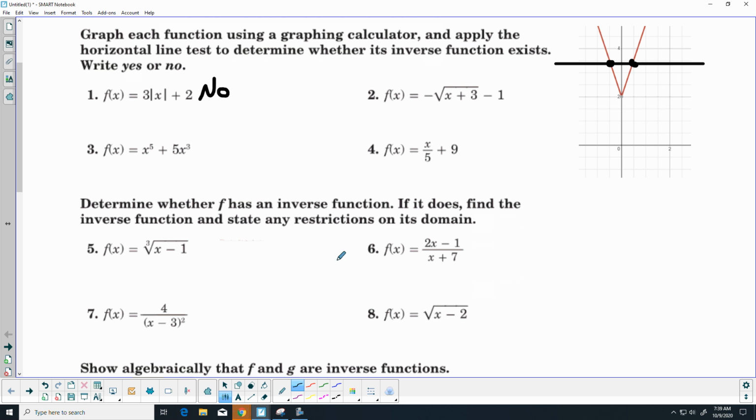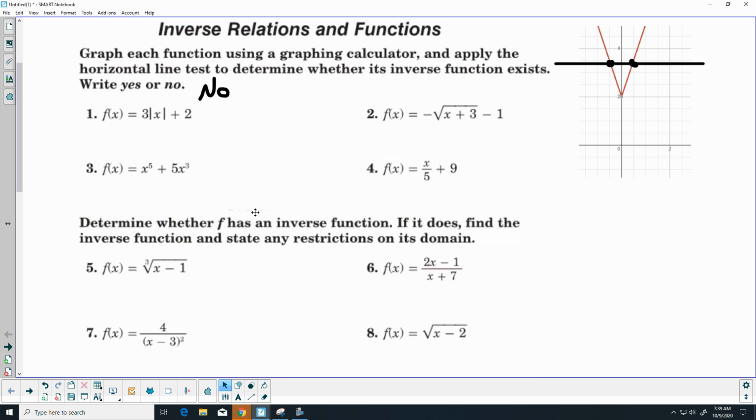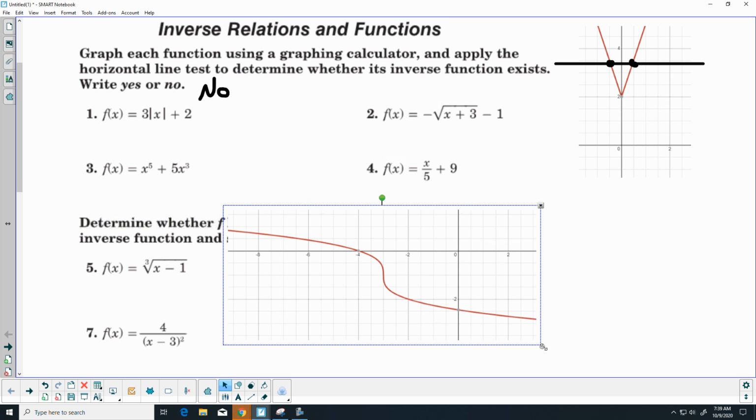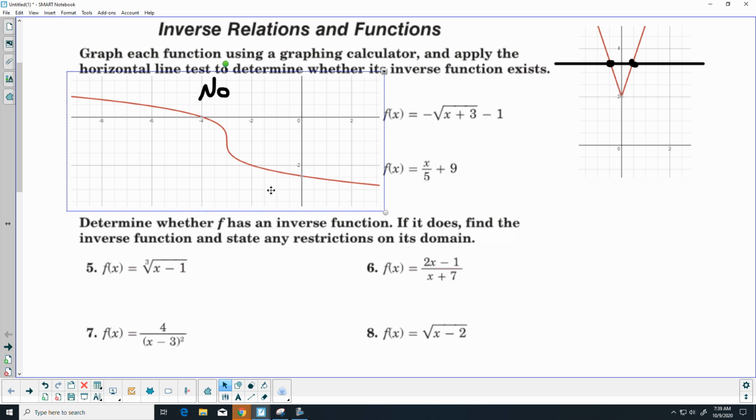All right. On 5 through 8, you want to determine whether f has an inverse function. If it does, find the inverse function and state any restrictions to its domain. So I'm just going to graph that first, to see what that looks like. This is what number 5 looks like. And again, I could make a t-table for it, but why when I have a graphing application? So that would pass the horizontal line test. So I need to find the inverse.